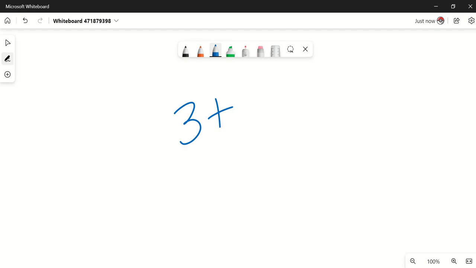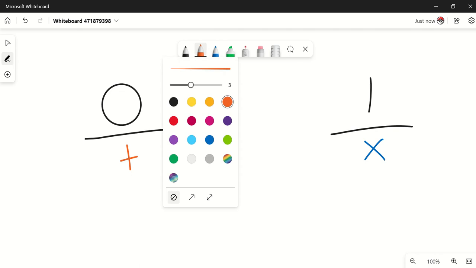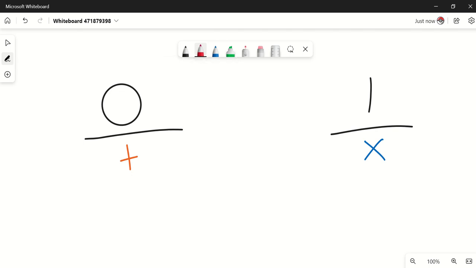So let's go ahead and put this in a little bit easier terms. This is going to be dealing with 0 and 1. This is also going to be talking about addition and multiplication. Basically what it's saying is anytime you add 0 to any number, it's still that same number. So let's go ahead and put that in our notes.